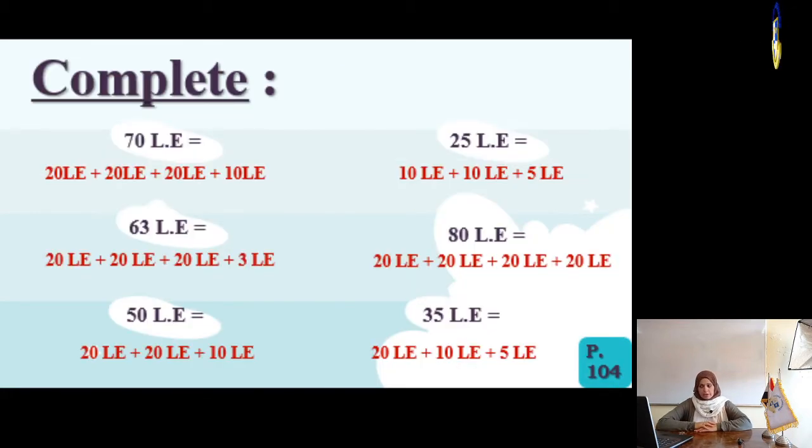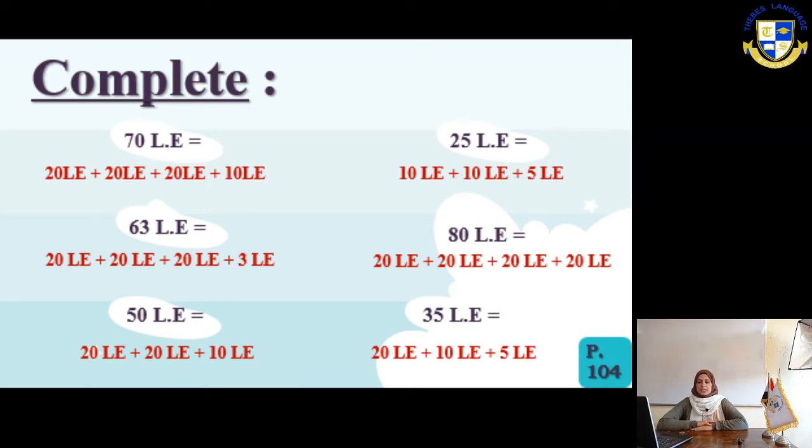Let's complete together. 70 pounds. How can you write 70 pounds? You can have 20 plus 20 plus 20 plus 10. Count together. 20 plus 20, 40. 40 plus 20, 60. 60 plus 10, 70. What about 63 pounds? How can you know that you have 63 pounds? You can use 20 plus 20 plus 20 plus 3. Or you can use 50 plus 10 equals 60, plus 3 equals 63.